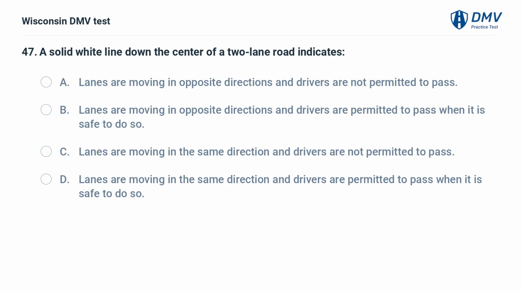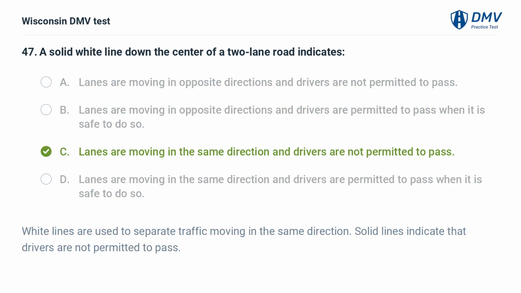A solid white line down the center of a two-lane road indicates A. Lanes are moving in opposite directions and drivers are not permitted to pass. B. Lanes are moving in opposite directions and drivers are permitted to pass when it is safe to do so. C. Lanes are moving in the same direction and drivers are not permitted to pass. D. Lanes are moving in the same direction and drivers are permitted to pass when it is safe to do so.